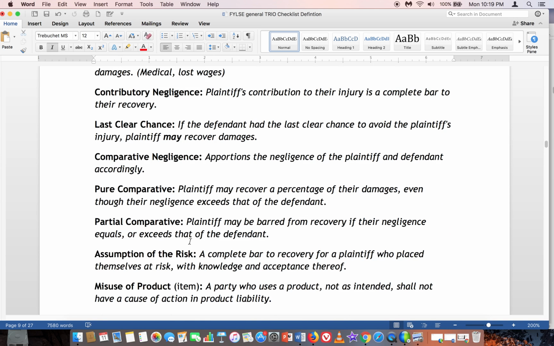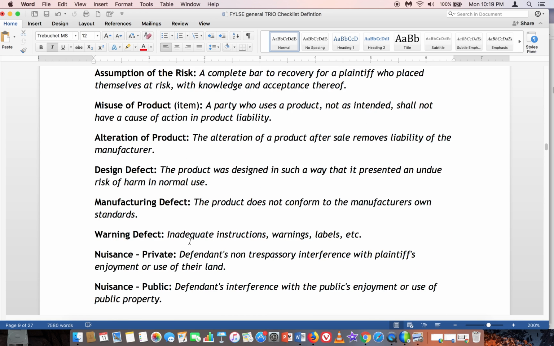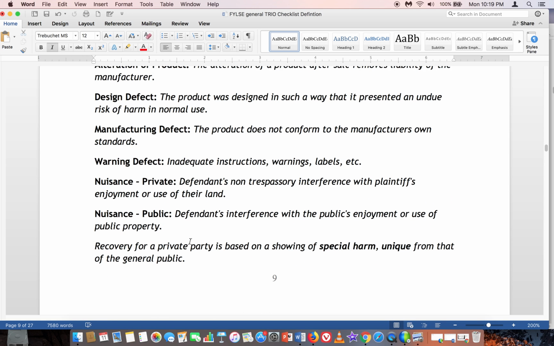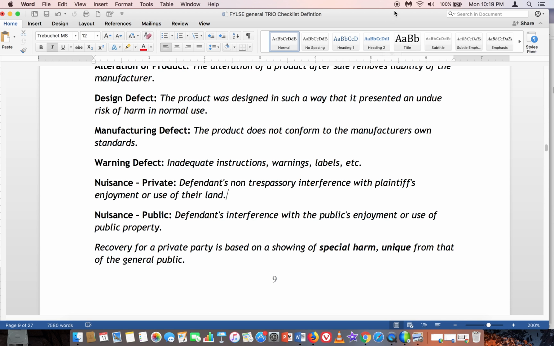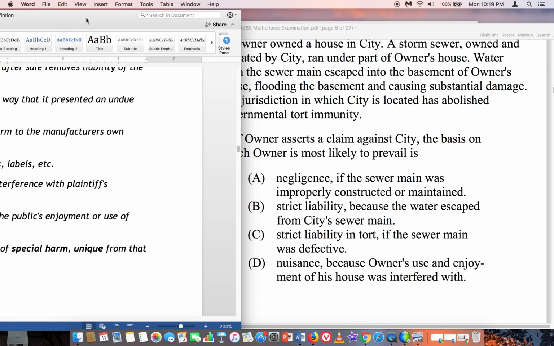And so if you're going to bring a lawsuit for a nuisance, private or public, it requires a defendant's non-trespassory interference with the plaintiff's use and enjoyment of their land. Well, is water coming in kind of trespassory? I mean, it's just kind of like the best thing is negligence.